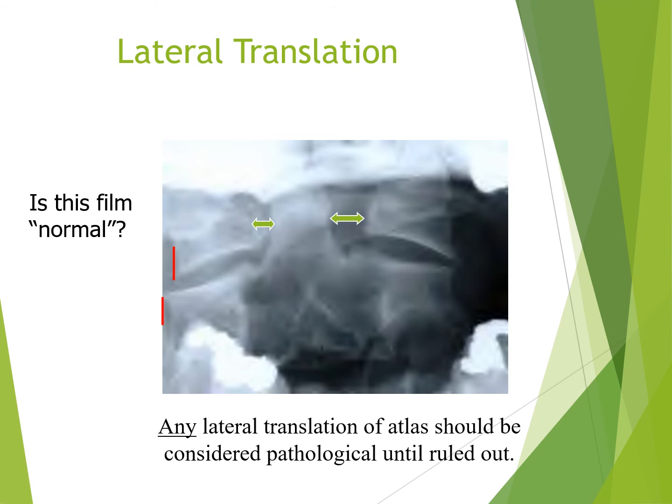Because as atlas rotates posterior on the right, the lateral mass projects narrower and it opens up the space between the lateral mass and the dens, and conversely, it makes the left lateral mass look larger and closer to the dens. So I would consider this a normal film. It just has a lot of atlas rotation, but you may use your other views to determine whether there's any pathology there.